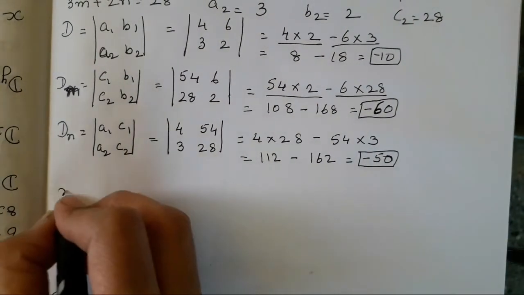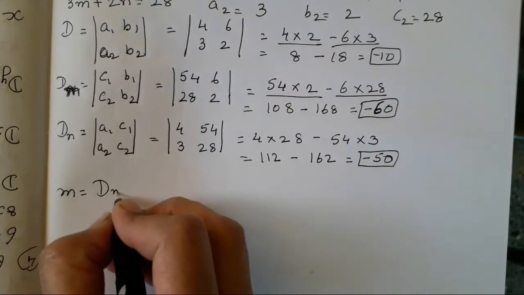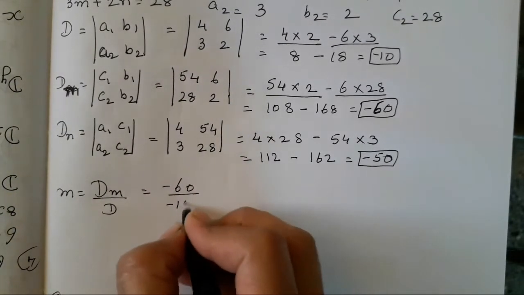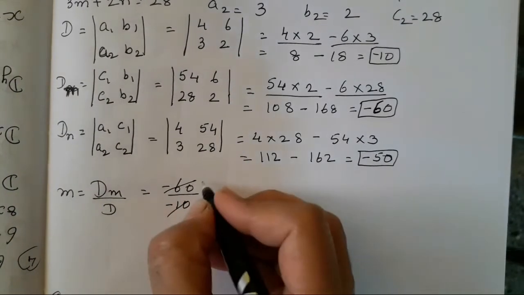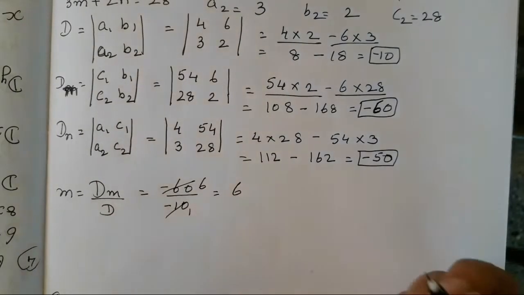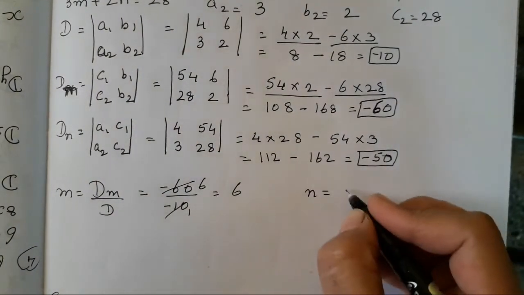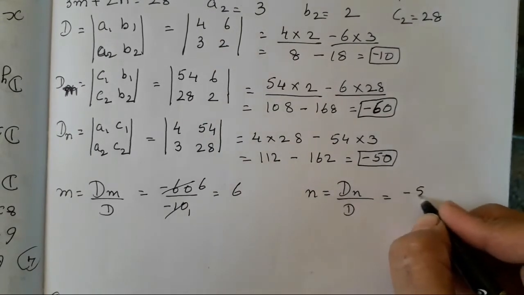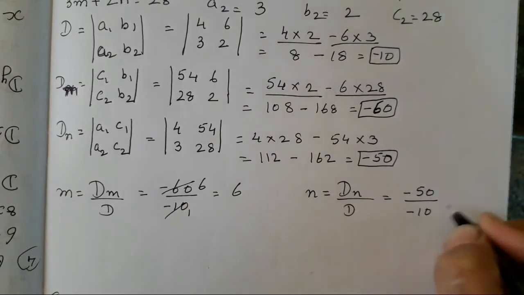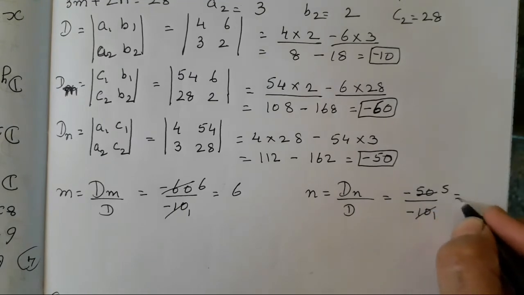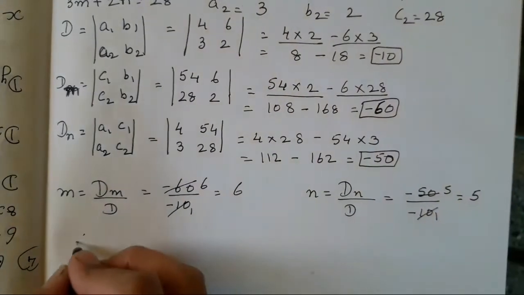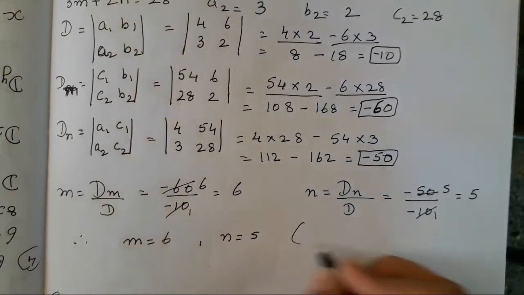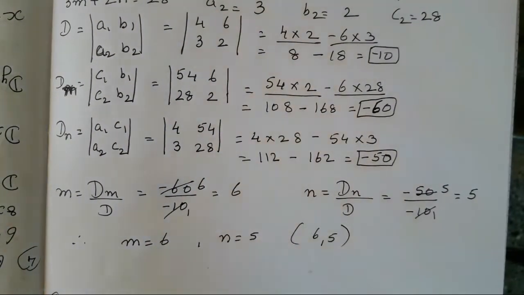Okay, so for finding m, dm upon d is going to be minus 60 upon minus 10. 10 sixes are 60, so the answer is 6. For finding n, dn upon d is minus 50 upon minus 10. 10 fives are 50, so n is 5. Therefore m is 6, n is 5. Your solution is 6 and 5.